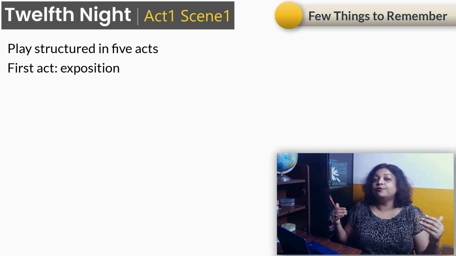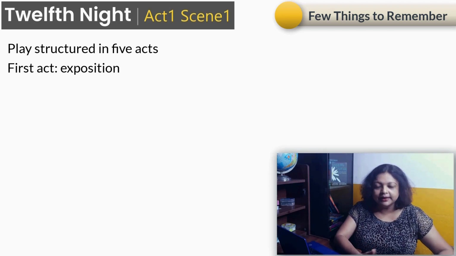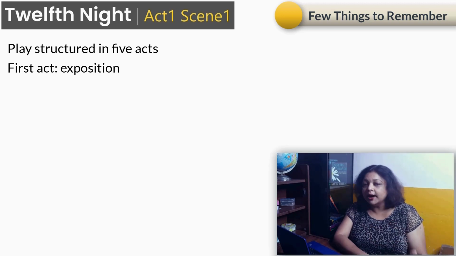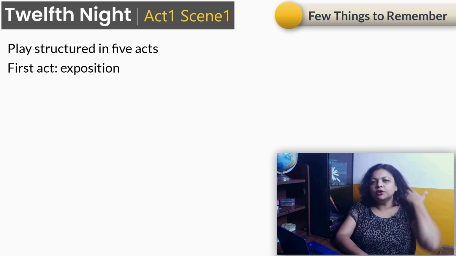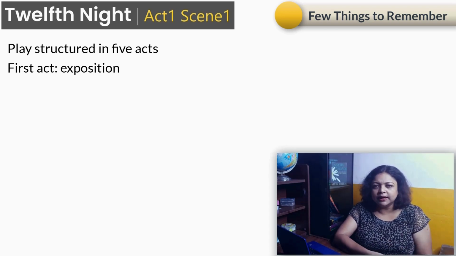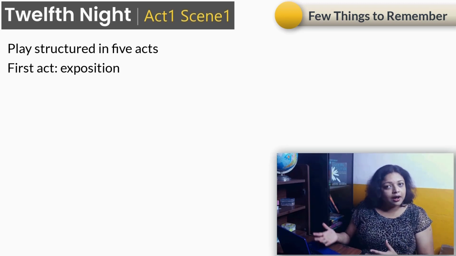Now, because this is the first scene of the first act, it acts as a double exposition scene because it is the first time we are seeing the characters on stage and we do not know what's going to happen to them, what their problems are, what kind of people these characters are.